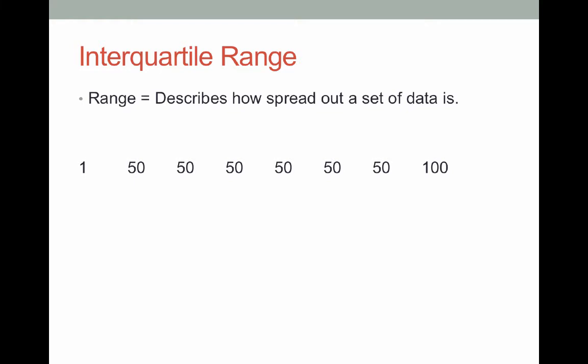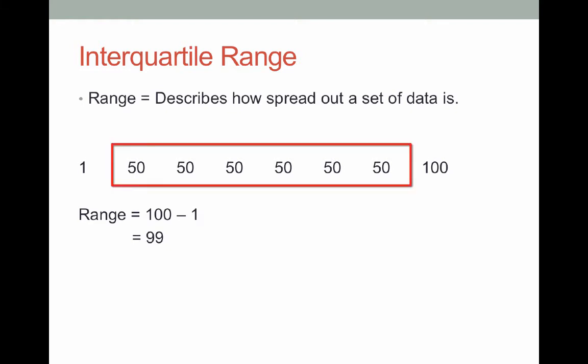Now in this set of data that I have in front of you, I have a 1 followed by 6 50s and then a 100. Imagine these are test scores. How spread out is our data? Well, according to the range, it would be 100 minus 1, which is 99. That is to say that our scores range over 99 different numbers.